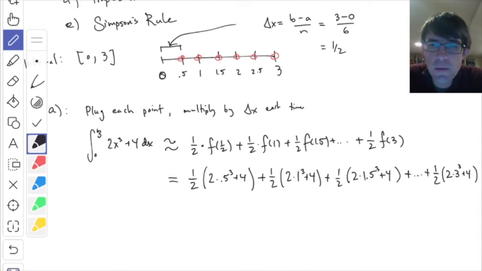This, if you like, you could plug into your calculator. It's kind of a pain. There's a lot of stuff to type into your calculator. I don't care. On a test or something, I would expect you to just leave your answer like that. All right. Are there any questions about that one?